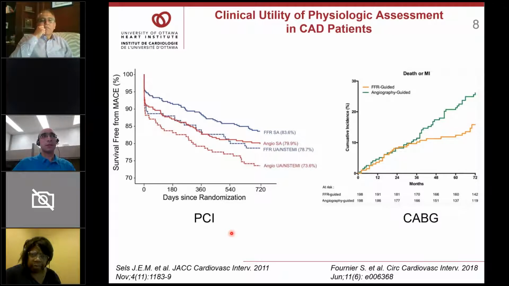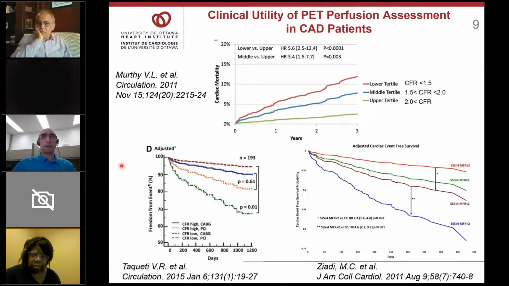It is already known that FFR-guided revascularization, whether for PCI or CABG, is associated with fewer major adverse cardiac events. On the other hand, PET perfusion imaging too has been shown to be useful in predicting outcomes. Murthy et al. have shown that a CFR of less than 1.5 is associated with a substantial increase in cardiac mortality compared to a normal CFR of more than 2.